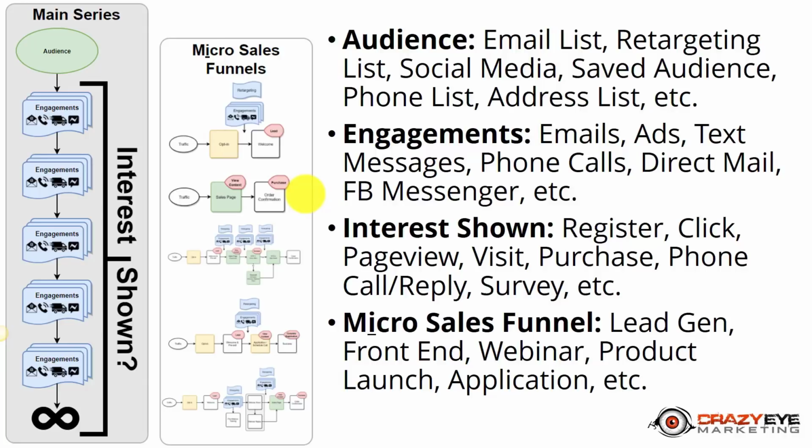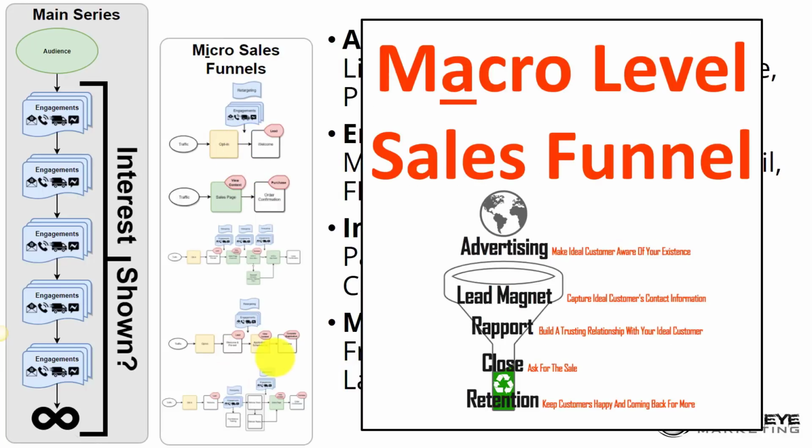And micro sales funnels are responsible for lead generation and selling specific products, services, opportunities, etc. And there are many different micro sales funnel models depending on what you're selling and trying to accomplish. Like there's lead gen, front end funnels, webinar funnels, product launch funnels, application funnels, etc. And we're going to go through them in detail in just a few minutes. So again, this is the interest-driven sales funnel strategy, and it is a macro level sales funnel strategy, and it's the best way that I know how to do it.